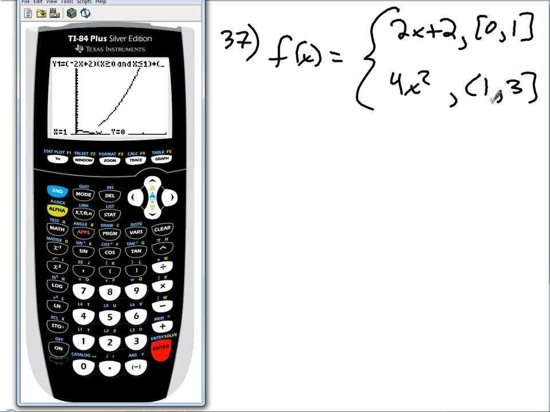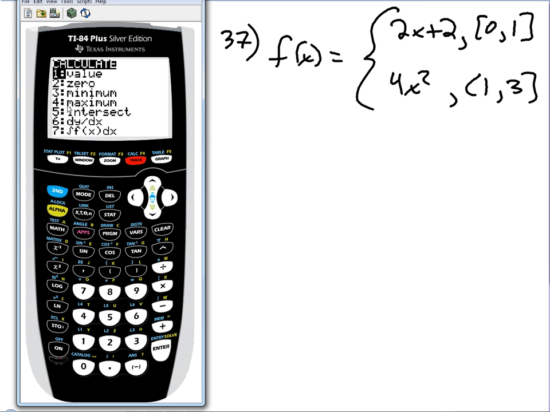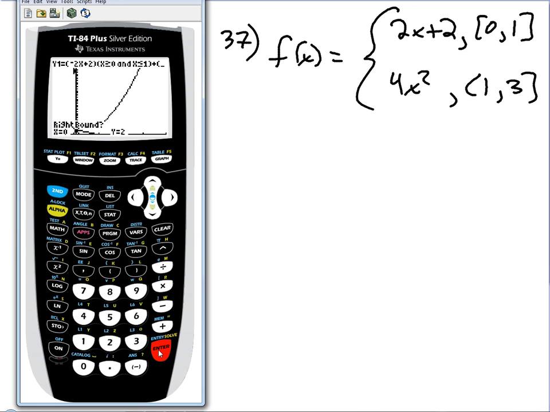I think I can even ask it for a max and a min. If I go second calc, it gives you the options of minimum and maximum. Let's ask it for a minimum. And left boundary, let's just make the left boundary 0, and the right boundary 3. And my guess, I'll make 1. And look at that, it tells me the minimum is at 1, 0. That's the absolute minimum on that interval. And if I ask it for the absolute maximum, it's going to tell me right there.